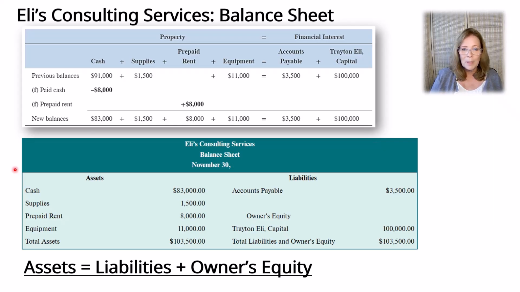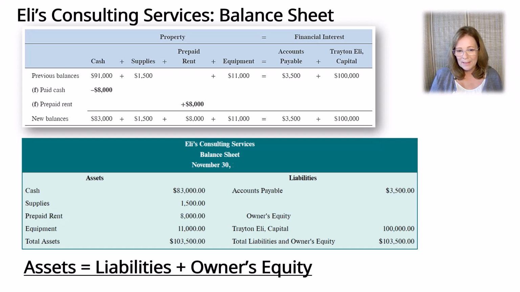On the asset side, we list the property of Eli's Consulting, cash $83,000, supplies $1,500, prepaid rent $8,000, and equipment of $11,000 for a total of $103,500 in total assets. On the other side, the financial interest side, we have liabilities of $3,500 and owner's equity for $100,000 for a total of $103,500.